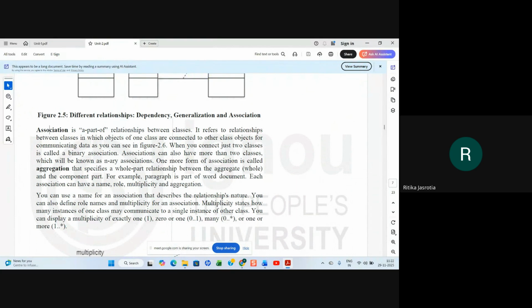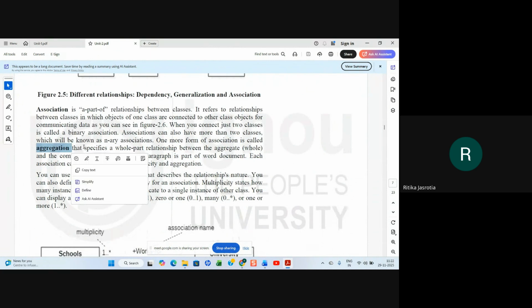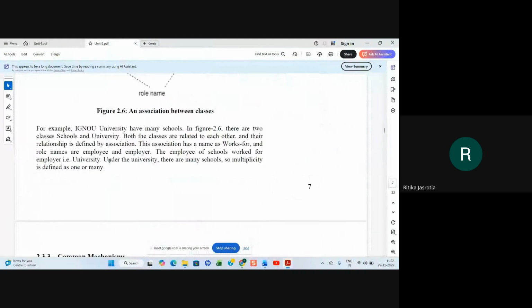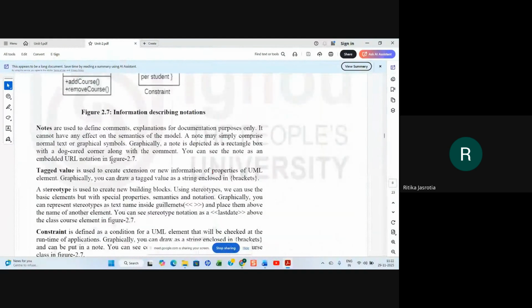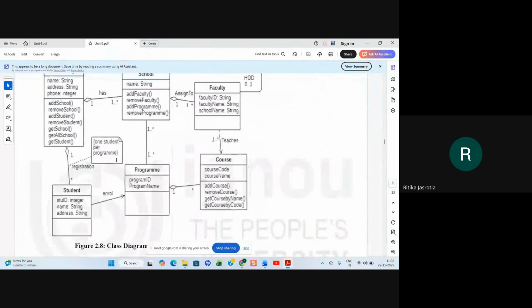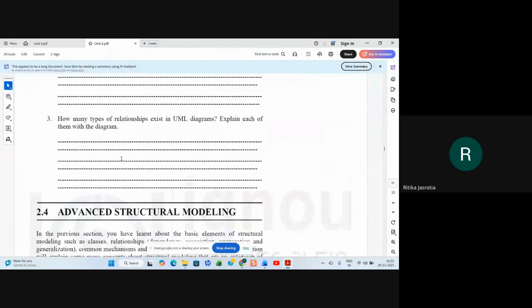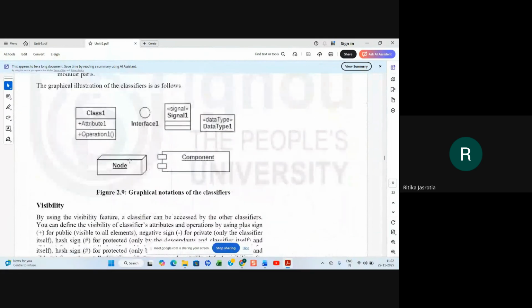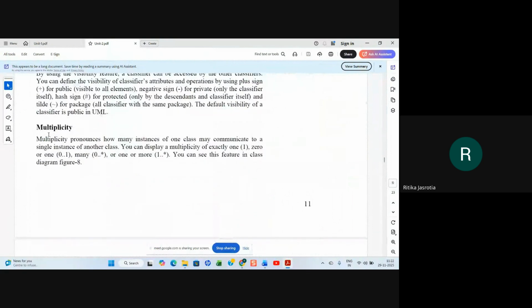When you connect just two classes it is called a binary association because there are two classes. Associations can also have more than two classes, which will be known as n-ary associations. So you have aggregation as a special kind of association, right? One that specifies a whole-part relationship between aggregate and component part. So they have explained that, but we are talking about one-to-one association. So I'm just seeing if they have given you multiplicity. Here multiplicity is given.